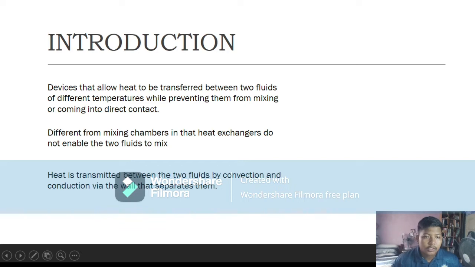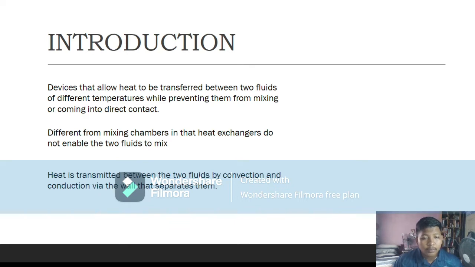So for the introduction, heat exchangers are devices that allow heat to be transferred between two fluids of different temperature while preventing them from mixing or coming into direct contact. Heat exchangers are different from mixing chambers in that they do not enable the two fluids to mix. In theory, heat is transmitted between the two fluids by convection and conduction via the wall that separates them.